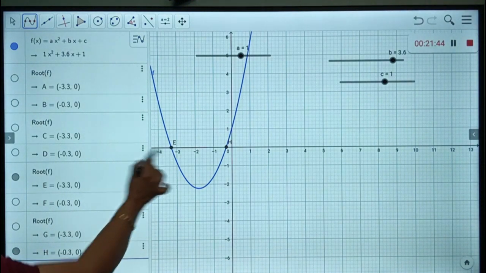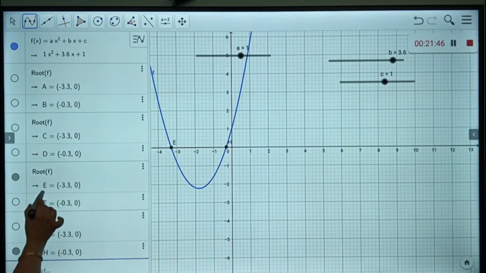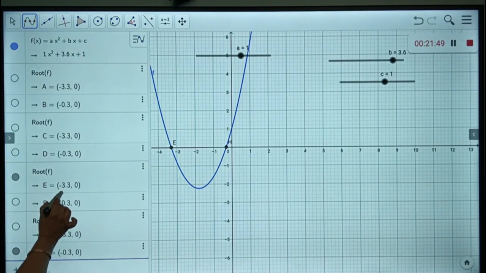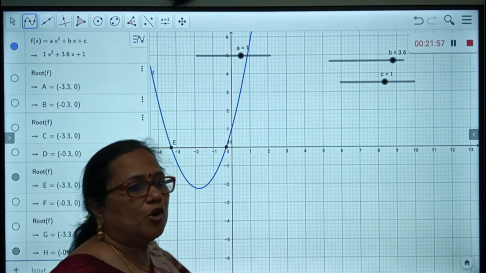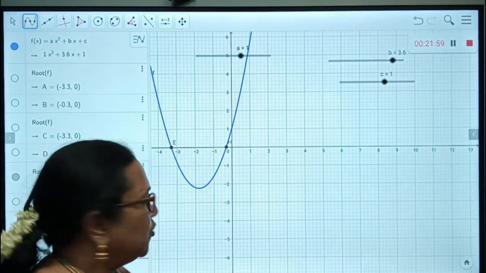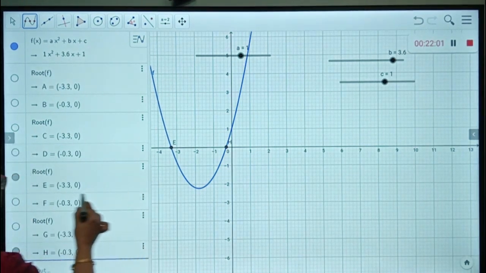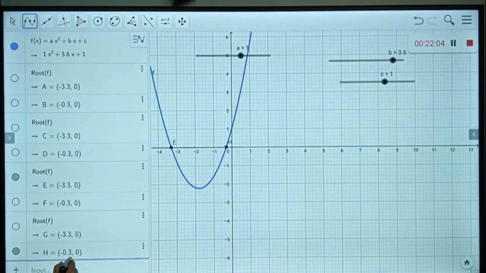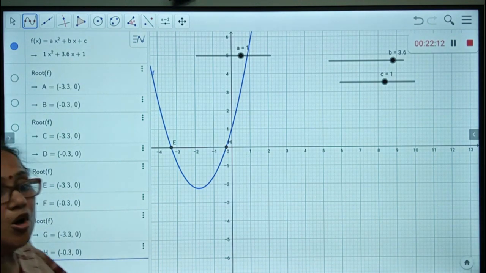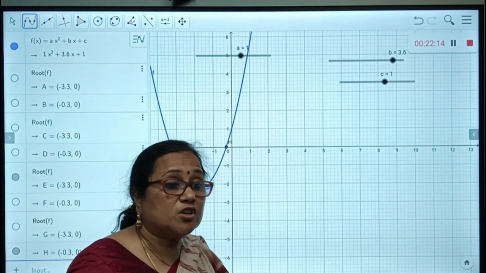Okay, now look at E and H. What is the coordinate of E? Minus 3.3 comma 0. What is the coordinates of H? Minus 0.3 comma 0. So what are the zeros of this polynomial? The zeros of this polynomial are minus 3.3 and minus 0.3. So what are the roots? Minus 3.3 and minus 0.3. So they are the zeros of the polynomial, or they are the roots of the equation.